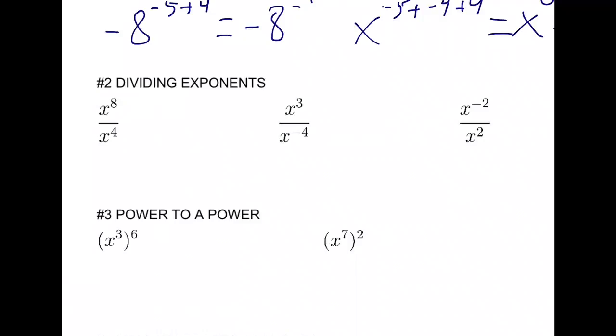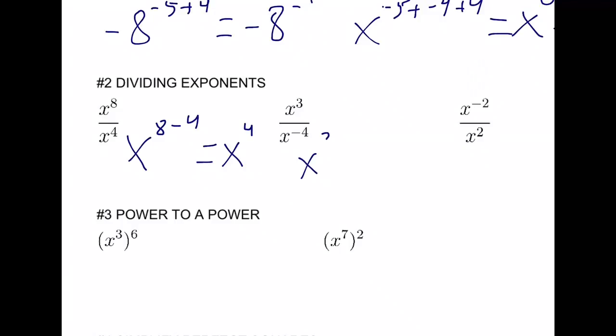Number 2, dividing. When you are dividing the same base, you subtract the exponents. For example, this first one becomes x to the 8 minus 4, or just x to the 4th. This next one is a little trickier because you have to watch out for the signs, but it becomes x to the 3 minus a negative 4. And notice we have minus a negative, so the two negatives cancel out. It ends up being 3 plus 4, so we get x to the 7th.